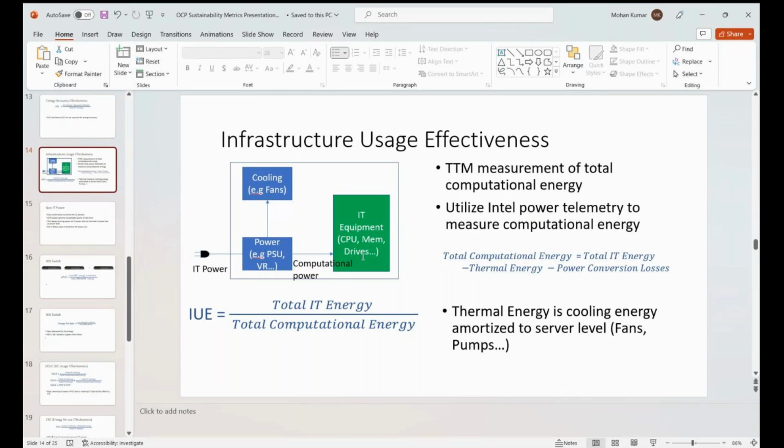So I think one of the things is we don't want people to say, hey, my rack has a really high IUE, but if you add the network and storage, then it's going to look different, right? What I mean is the rack is just a compute rack, not a network or storage component in it.